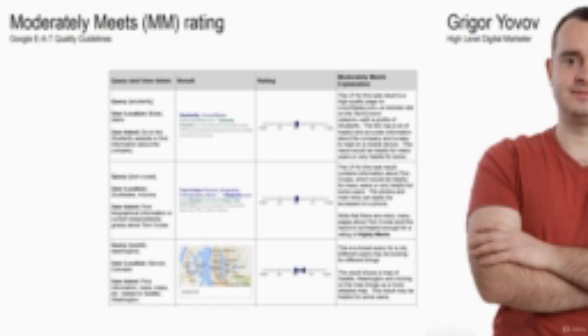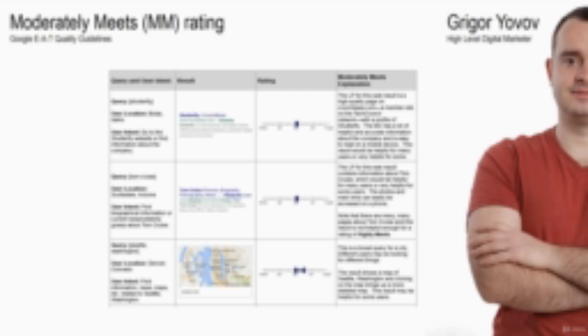The next query is Tom Cruise and user location Scottsdale, Arizona. User intent: find biographical information or current news and celebrity gossip about Tom Cruise. The LP for this web result contains information about Tom Cruise, which would be helpful for many users or very helpful for some users. The photo and main links can easily be accessed on a phone.